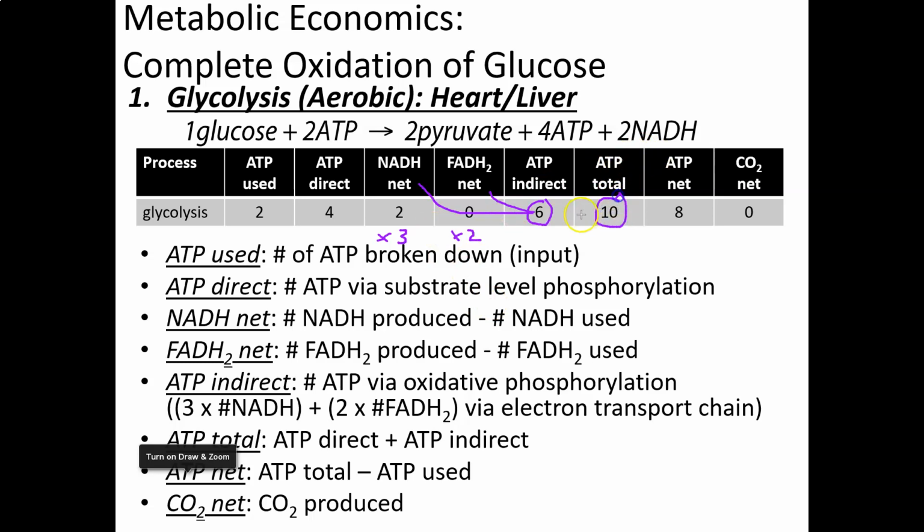How do I get 10? I take the indirect, 6, plus my direct, 4. So 6 plus 4 is 10. What about my ATP net? My net ATP is total minus used. So I have 10 total, 2 used, so that's 8. And remember, no CO2 came off at this time. Remember, we start with a 6-carbon glucose and make 2 3-carbon pyruvates. So I still have 6 carbons, so there's no CO2 produced. Let's look at the next step.